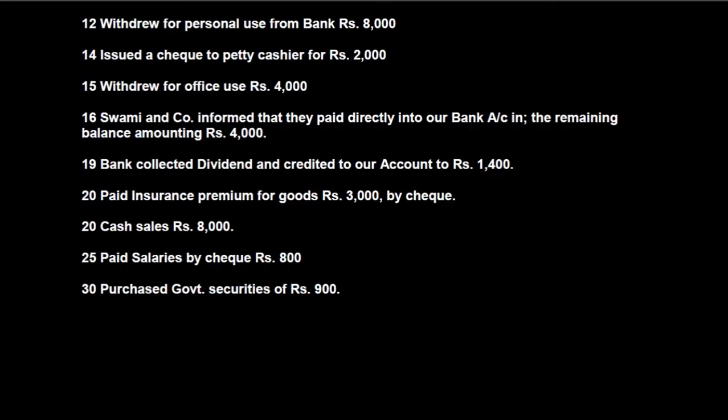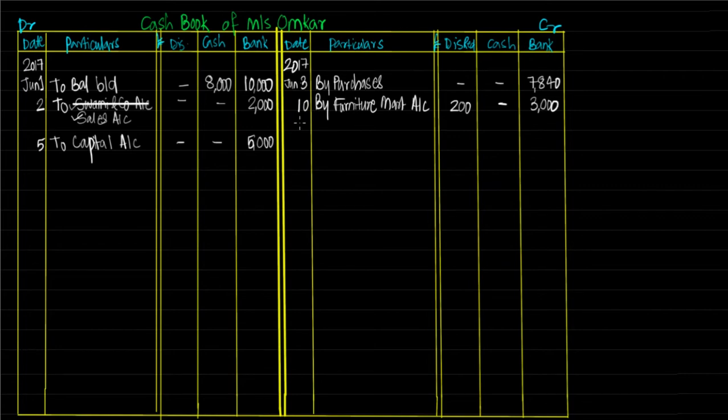Next, on 12th June, withdrew for personal use from bank rupees 8,000. So it is nothing but drawing and reduces the bank balance. So in credit on 12th June, by drawings account 8,000.